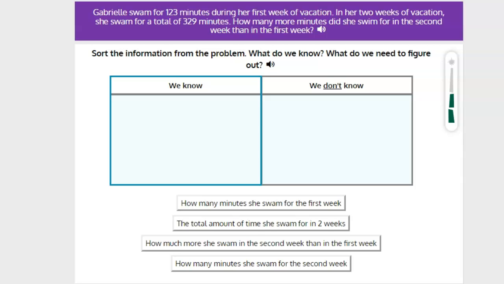We're going to sort this information from the problem, thinking about what information you know and what information we need to find out. This is very, very similar to what we did every day during our word problems, just going through the problem again and looking at what information you know and what information you do not know. I'm going to give you a few minutes to sort out what you know and what you do not know into the graph.